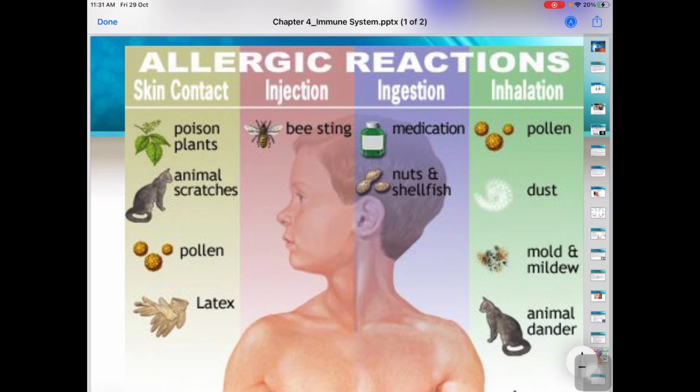These are the examples of the allergic reaction. For example, in skin contact: poison plants, animal scratches, pollen, latex. These are the factors that contribute to allergic reaction with skin. Injection, for example, by bee sting. Allergic reaction through ingestion, by the medication that we take, by the food that we eat, for example, nuts and shellfish, and allergic reaction caused by inhalation, for example, from pollen, dust, mold and mildew, and also from animal dander.